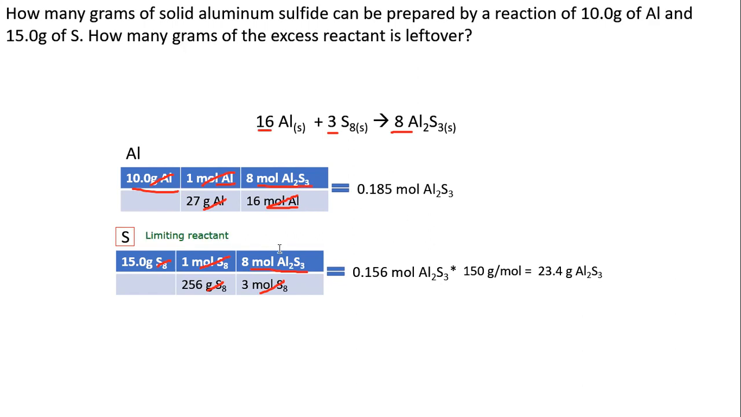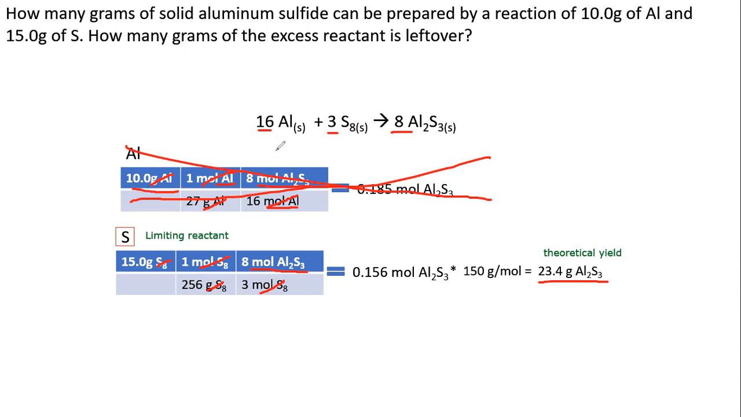And since sulfur is the limiting reactant, we're going to take the moles of product produced by sulfur multiplied by the molar mass to get the mass of aluminum sulfide that is formed. So 23.4 grams of aluminum sulfide. Now again, this is referred to as the theoretical yield. Now that we know that sulfur is the limiting reactant, we can forget everything about aluminum. So don't worry about aluminum now. We don't need anything from it, so just mark it off.